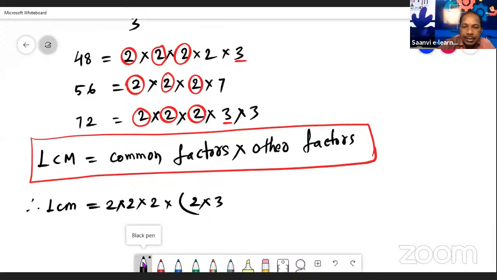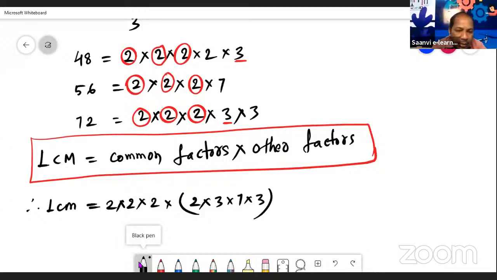Next here 7 is there. Into 7. And here one more 3 is there. Okay. This 3 and this 3, it is okay, but here one extra 3 is there, no? So this also we should take. So these are the common factors into other factors.